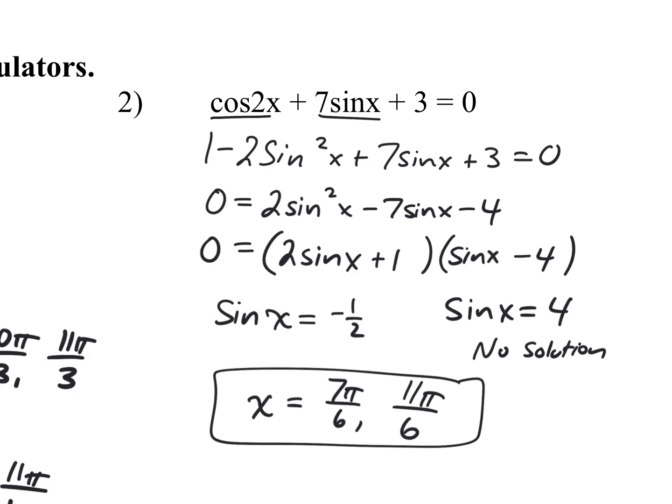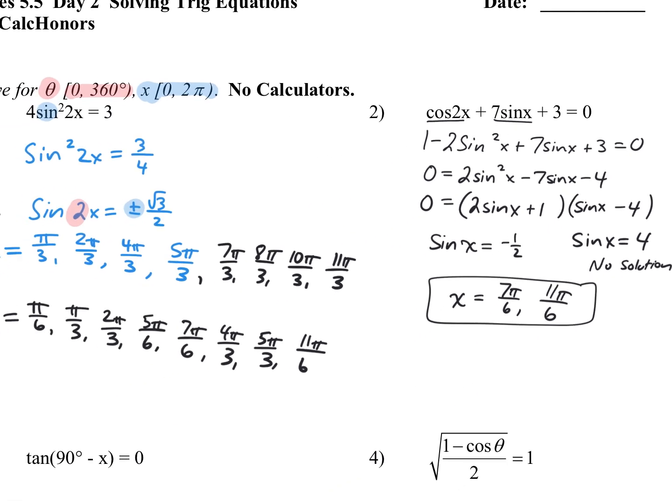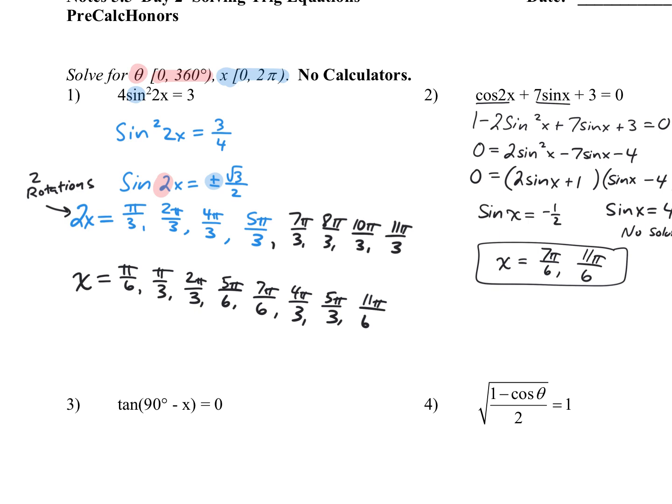So this problem, even though it looked a little bit more complicated than our first one, had 8 answers, and this one just had 2. I think it's worth mentioning here, you can't really judge a book by its cover. We're going to have different amounts of solutions. We don't always know what we're going to end up with.